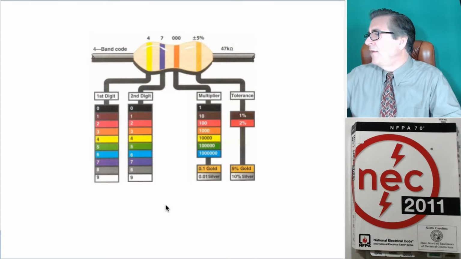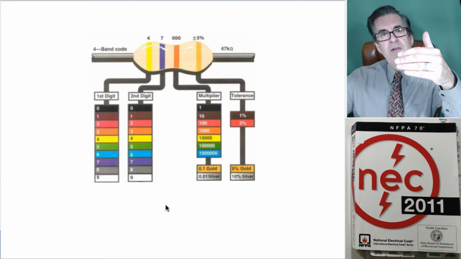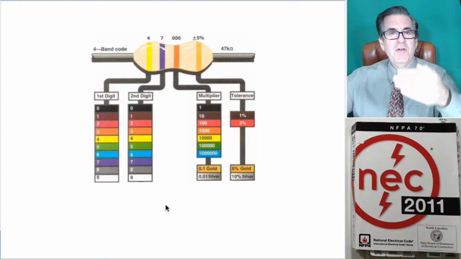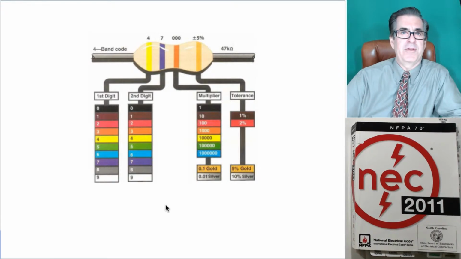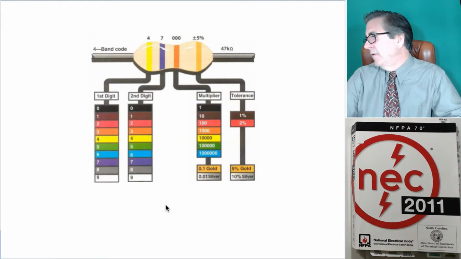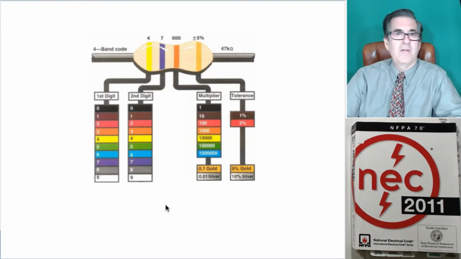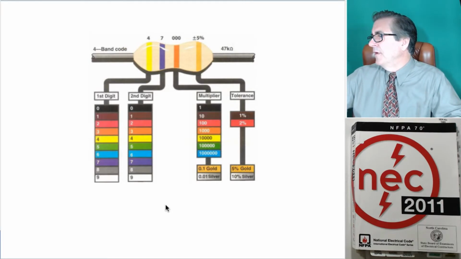And then on the far right, you come across the tolerance band. In this case, it is gold, which is 5%. That means it could be 5% more than 47,000 or 5% below 47,000 and still be within the range that is usable for that particular circuit. And it could be a silver band, which means 10% above or 10% below. Then there's another color for 2% and so forth. But we're really just concerned in our exam here with 5 and 10%.